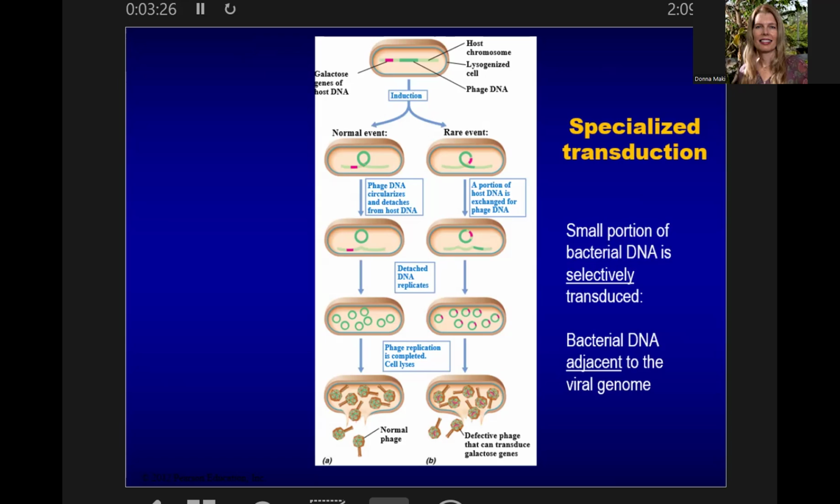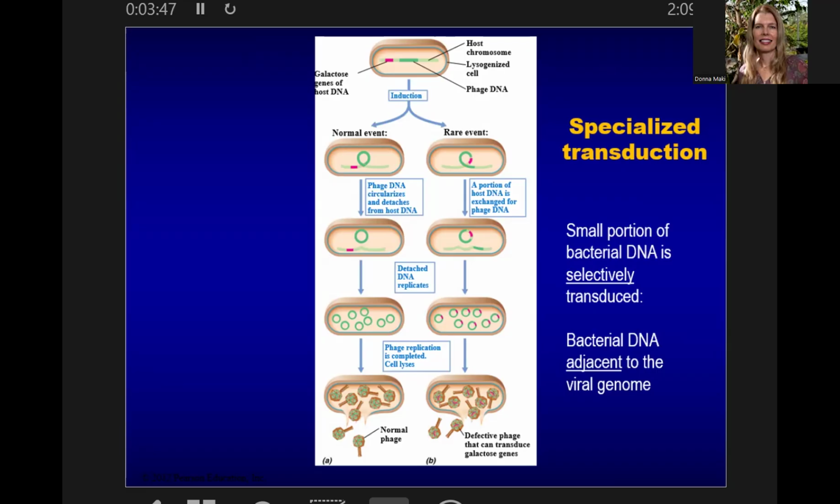And then they're showing that if the virus does its normal routine, it will cut its DNA out of the bacterial DNA and take the cell hostage and say, make more viral particles. That's what's being shown on the left. But what we're focusing on is what's on the right.